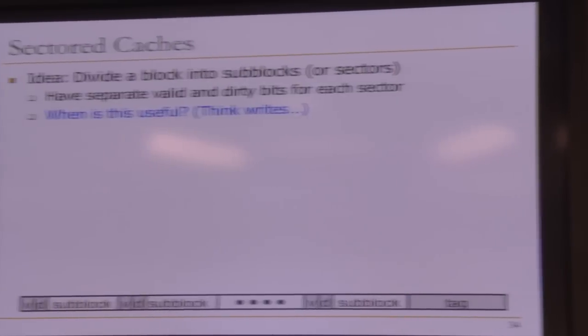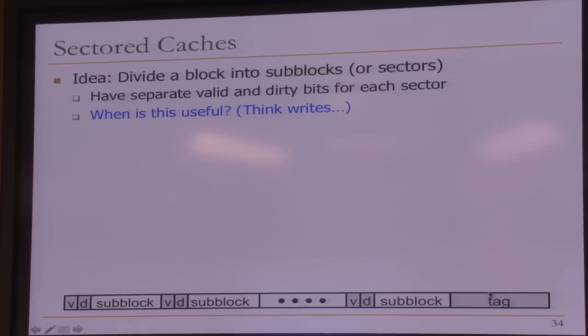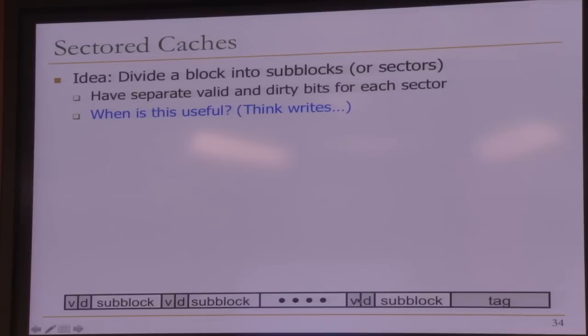And this is one example, basically. And people have developed the idea of sectored caches for this purpose. The idea is to divide a block into sub-blocks, also called sectors. And these sectors or sub-blocks share a tag. So they're actually part of the same block. But they have individual valid and dirty bits. It's interesting, right? They don't share the valid and dirty bits, but they share just the tag. So your tag overhead is not high, but now you're increasing the valid and dirty bits.